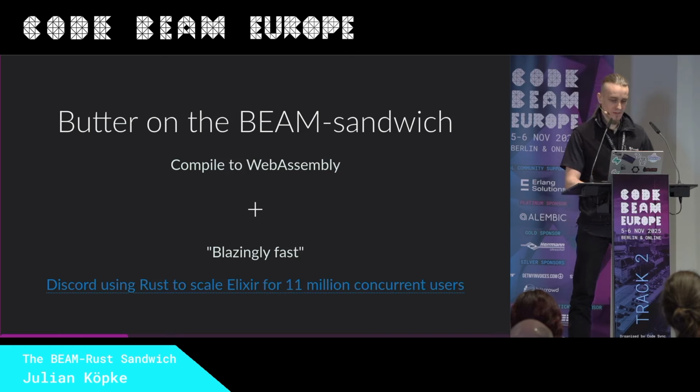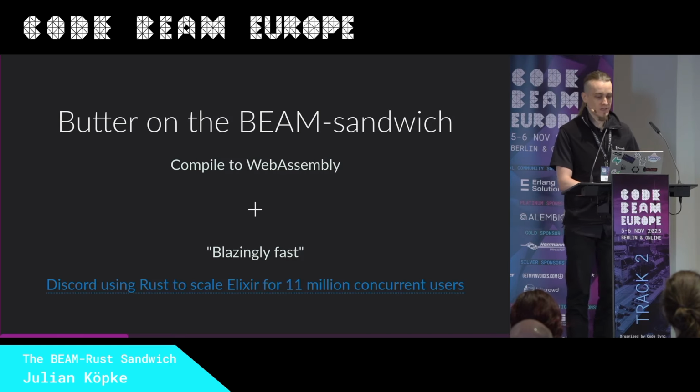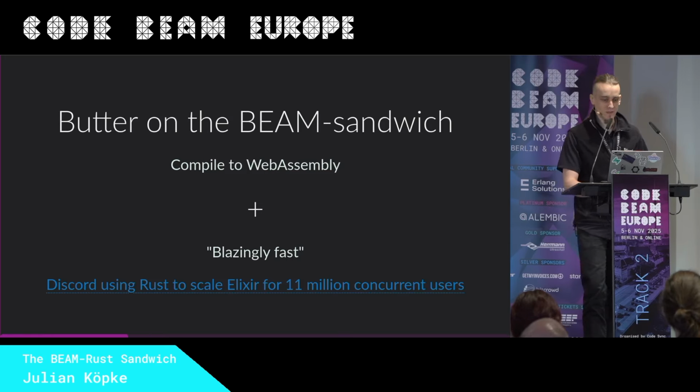This was, I think, in 2019 already. There was an article by Discord on how they used Rust to scale their Elixir server to 11 million concurrent users, which is pretty impressive. So it's a nice way to fill the gaps when you maybe notice that the beam is not fast enough anymore, or when you want to reach a target that you cannot with Elixir. So let's look into Rust on the beam.